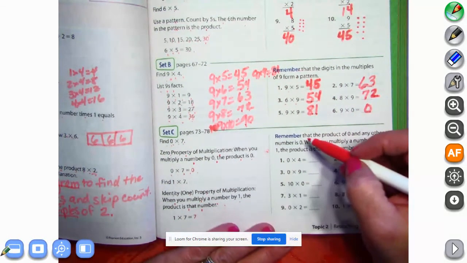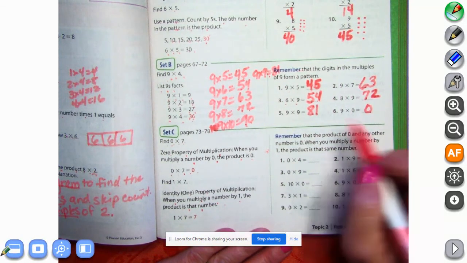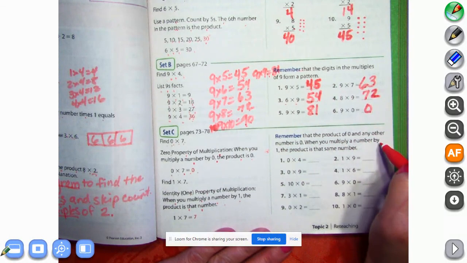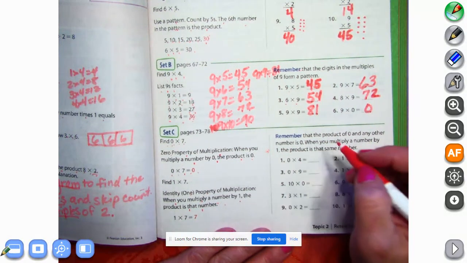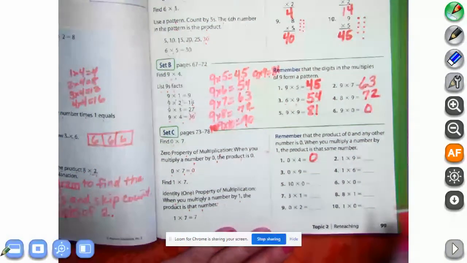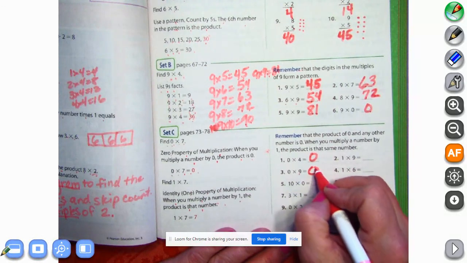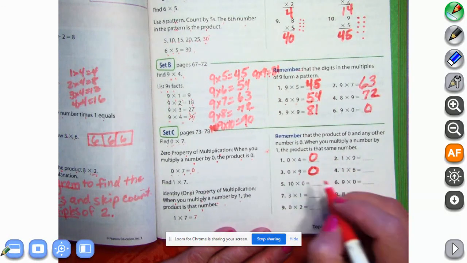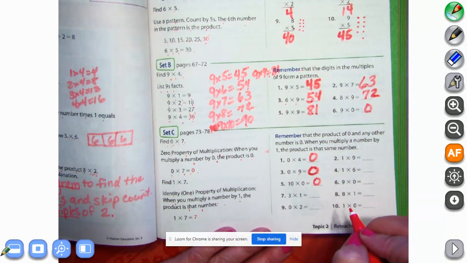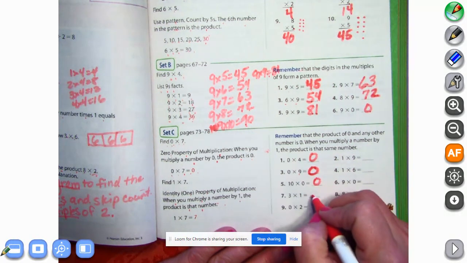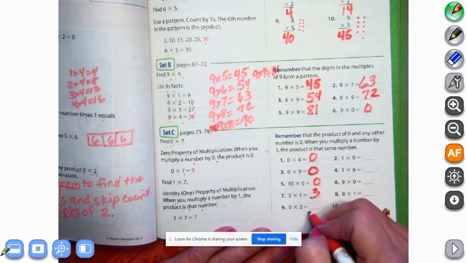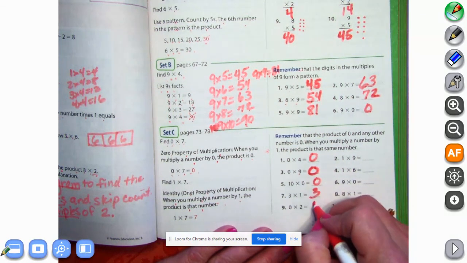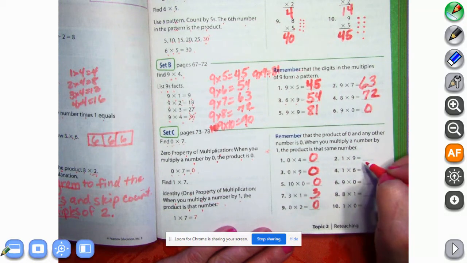So let's look here. Remember that the product of 0 and any other number is 0. When you multiply a number by 1, the product is that number. Okay, so 0 groups of 4, I have nothing still. 0 groups of 9 still means nothing. 10 groups of 0, 0. Three times 1 is 3. 0 times 2 is 0.